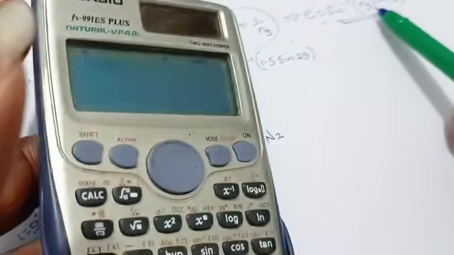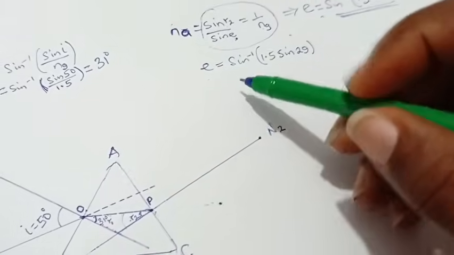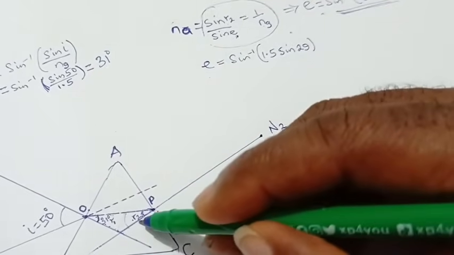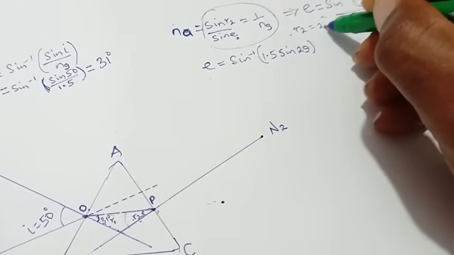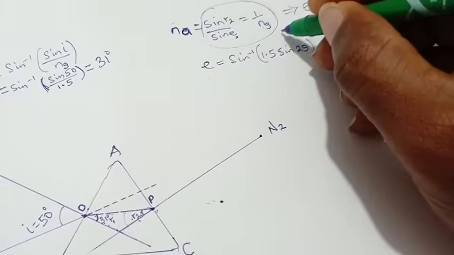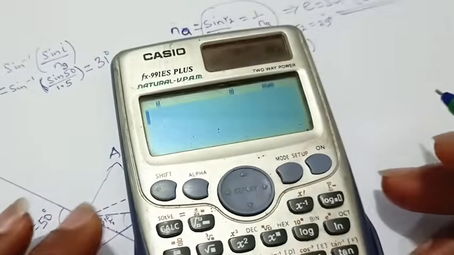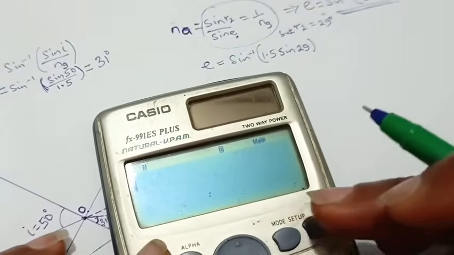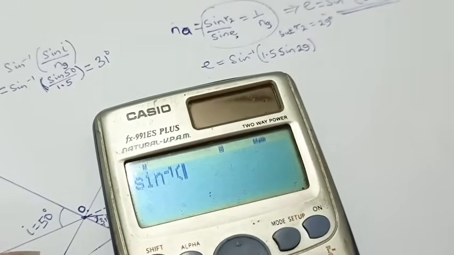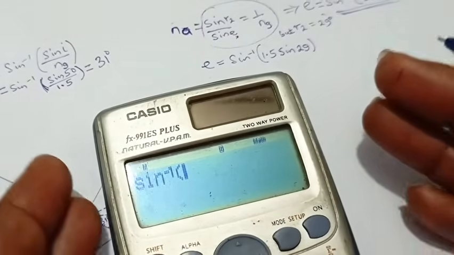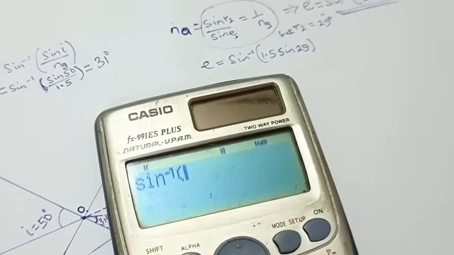So let us solve the sine inverse of 1.5 times sine 29, where R2 is equal to 29 as we measured. Are you following right? Let me write it here. R2 equal to 29 degrees. So let us evaluate it and see. We are evaluating sine inverse, shift sine inverse. Please get used to your calculator. Some of you do not use this calculator. Learn how yours is being used.